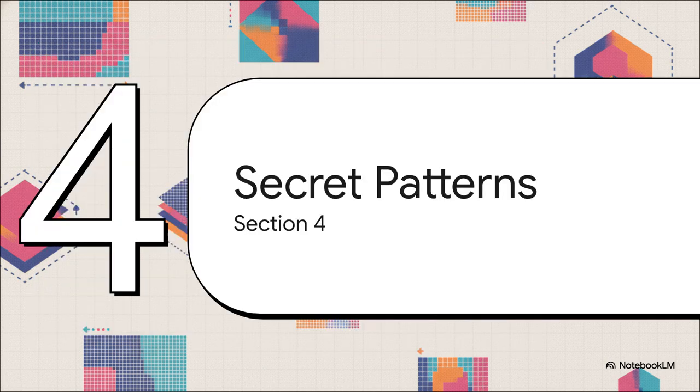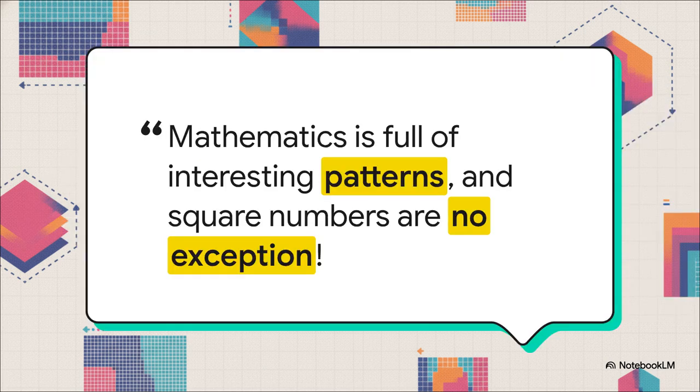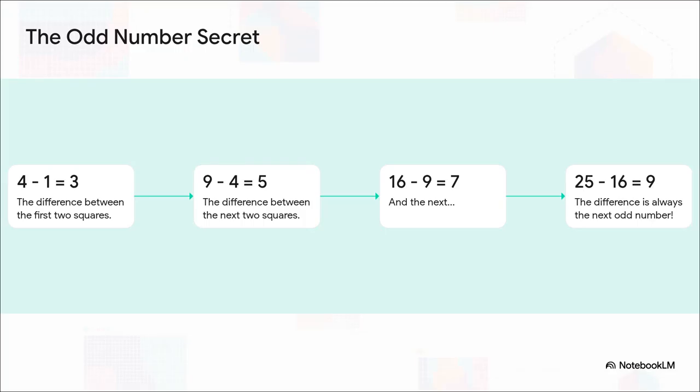Okay, this is my favorite part, for real. We're about to put on our detective hats and uncover some amazing secret codes that are just hiding inside the list of square numbers. And that is so true. Square numbers aren't just this random collection. They're all connected by these beautiful and kind of surprising rules. Let's check out the first one. Okay, look at this. It's wild.